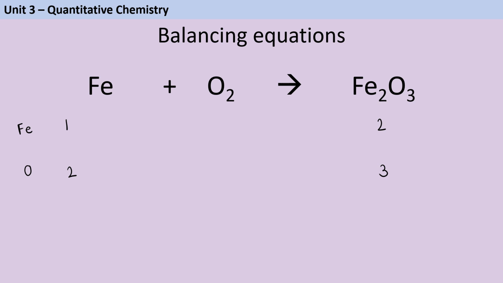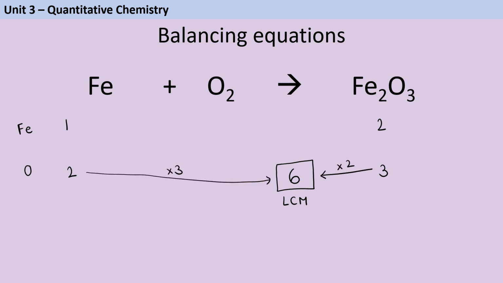So I'm going to start with oxygen here, and what I'm going to think about is what is the lowest common multiple of the numbers of atoms I currently have. So I've got 2 and 3, what is the lowest common multiple of 2 and 3? What's the smallest number that they both go into? And that would be 6. And next I'm going to think, what do I need to multiply 2 and 3 by to turn them into 6? So 3 I would multiply by 2, and 2 I would multiply by 3.